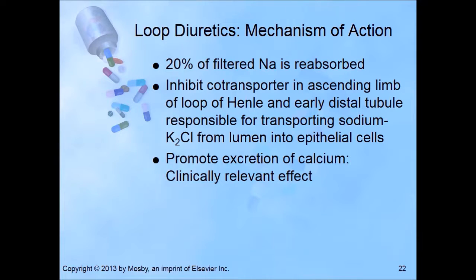Because they work at the area of the loop of Henle, they are called loop diuretics. Ototoxicity caused by intravenous loop diuretic therapy is thought to be related to the inhibition of the co-transporter in the inner ear. Loop diuretics promote the excretion of calcium, and this occurs passively as a result of sodium reabsorption inhibition. This is clinically relevant in that the loop diuretics and saline hydration are the treatments of choice in cases of hypercalcemia.